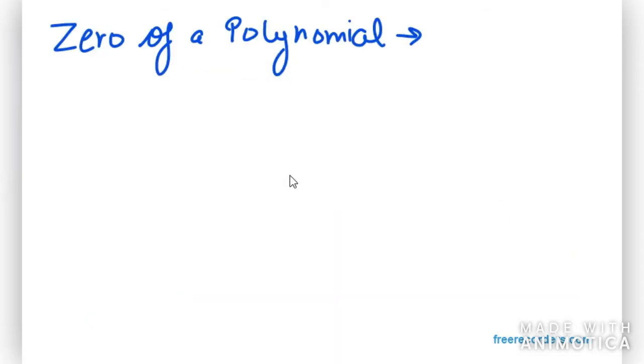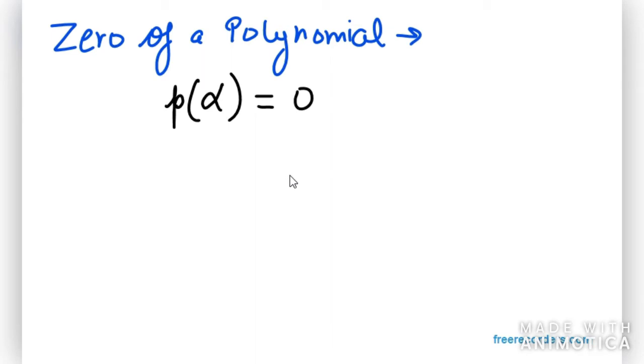Next is the zero of a polynomial. We say a real number alpha is called a zero of the polynomial if p(alpha) = 0. This means if we put the value alpha into the polynomial, it must result in 0. If it is not 0, it cannot be a factor or a zero.